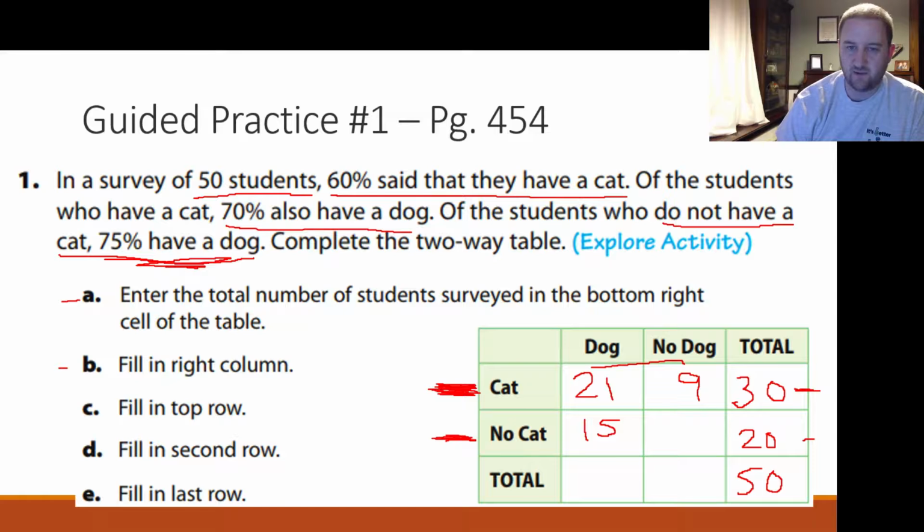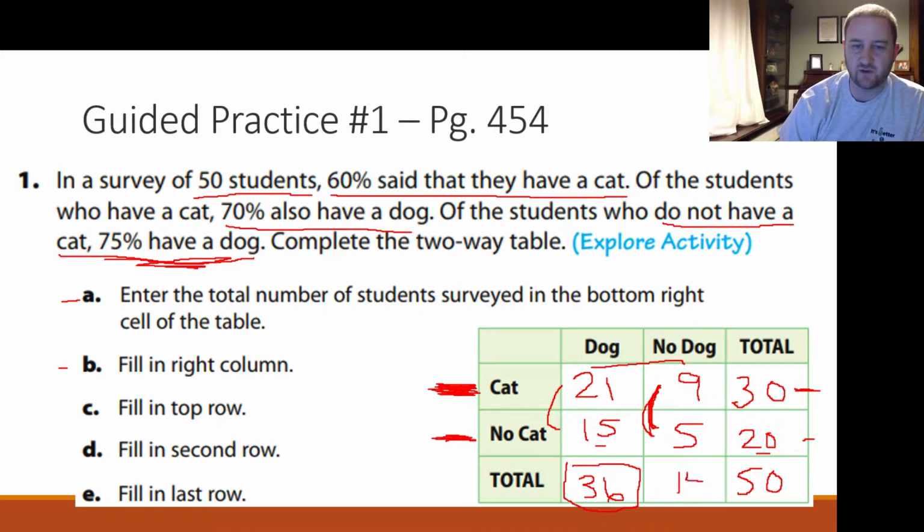Then these two columns have to add up, so that means that we're left with 5 people who have no cat and no dog. Then the last thing we need to do is add these two, 21 plus 15. This gives us the total number of people with a dog. So 21 plus 15 is 36. And then we can add these two to get the total number of people without a dog. 9 plus 5 is 14.